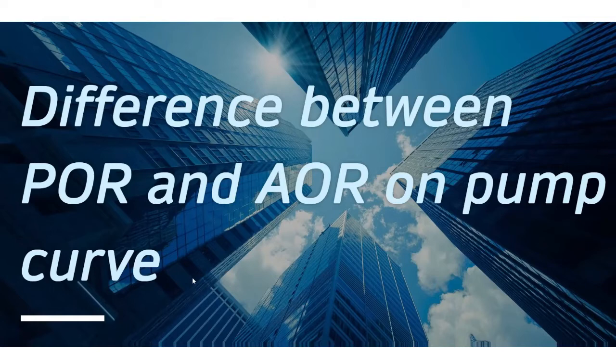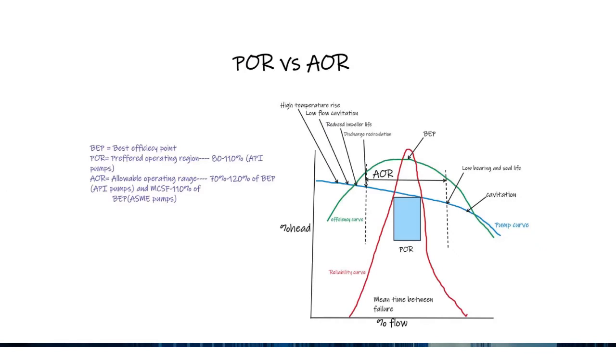Today we will learn about the two terminologies related to the pump curve, which are POR, preferred operating region, and AOR, allowable operating region. And we try to understand the difference between both these terms. So let's start now. So POR versus AOR.